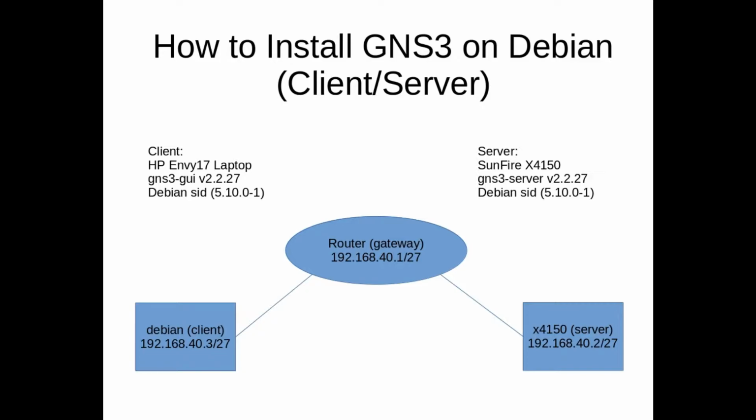So the only thing that's required, or my setup, is I have the GNS3 client, which is going to be running on a laptop that's called Debian, and it's going to connect to the GNS3 server that's going to be running on a Sunfire X4150. So we're going to deploy it in a client server architecture. The GNS3 server is not going to run locally. My laptop only has like 16 gigs of RAM, whereas my server has 64. So it's much more equipped.